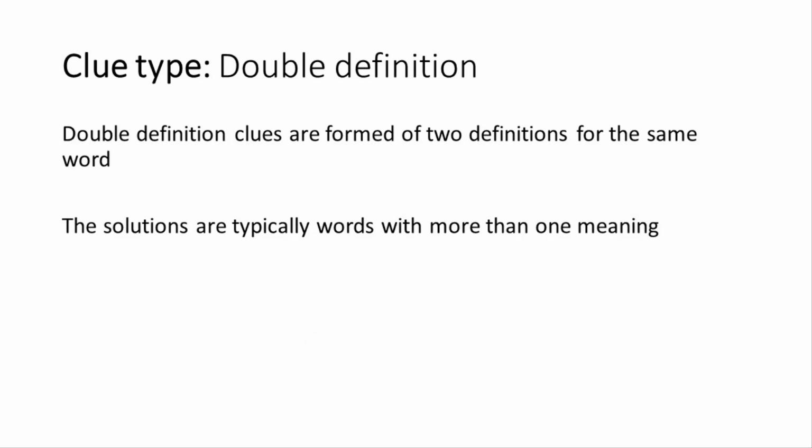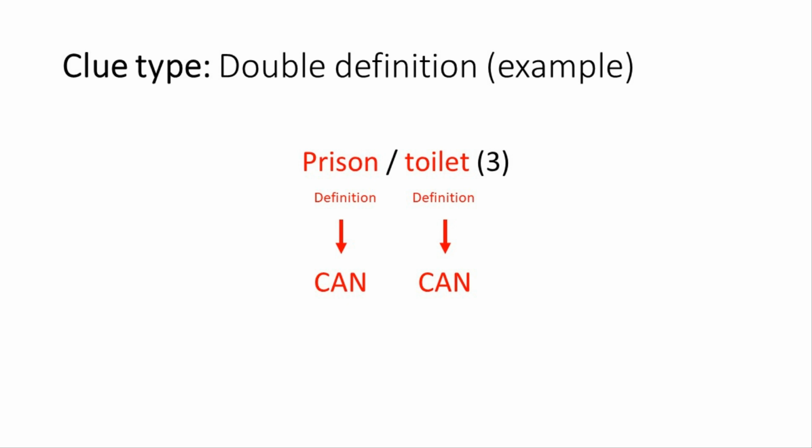Double definition clues are another type of clue. They're often formed of 2 definitions for the same word. The solutions are typically words with more than one meaning, and in the past I found that these clues tend to have slightly shorter solutions with fewer letters in. One example could be prison toilet, 3 letters. Here the answer is can, with can being slang for both prison and toilet.